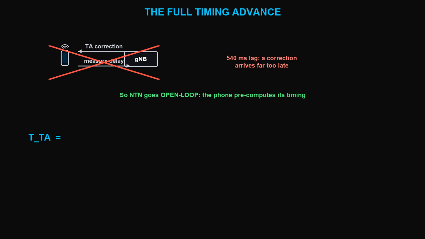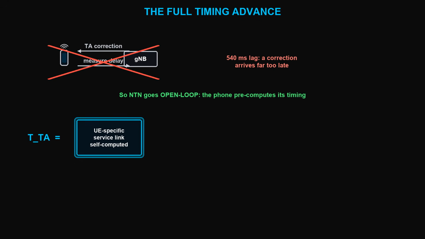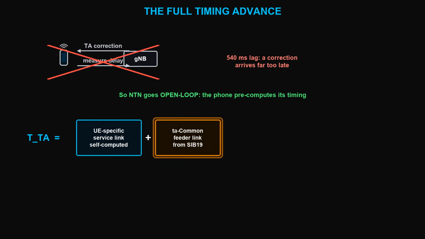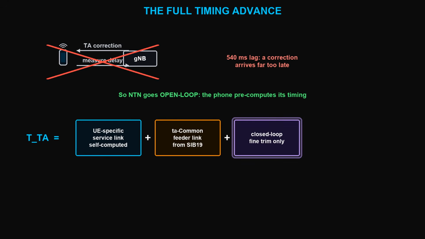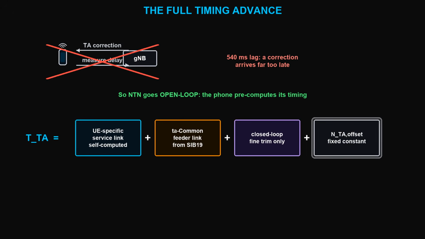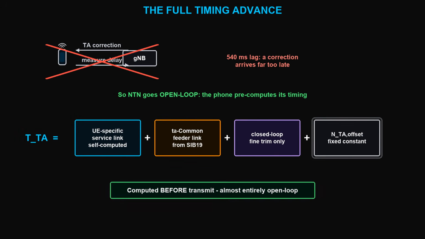The full value has 4 parts. The first, and the biggest, is the UE-specific term. This is the service link delay, the phone-to-satellite half, that the phone calculates itself from its GNSS position and the satellite's ephemeris. The second is the common term, NTA common, signaled by the network in SIB19. That is the feeder half, from the reference point down to the G-node B. The third is a small closed-loop term, still refined by the usual timing commands, but now it only has to trim tiny residual errors. And the fourth is a fixed offset, the same constant used on the ground. Add them together, scale by the system time unit, and that is your total timing advance.